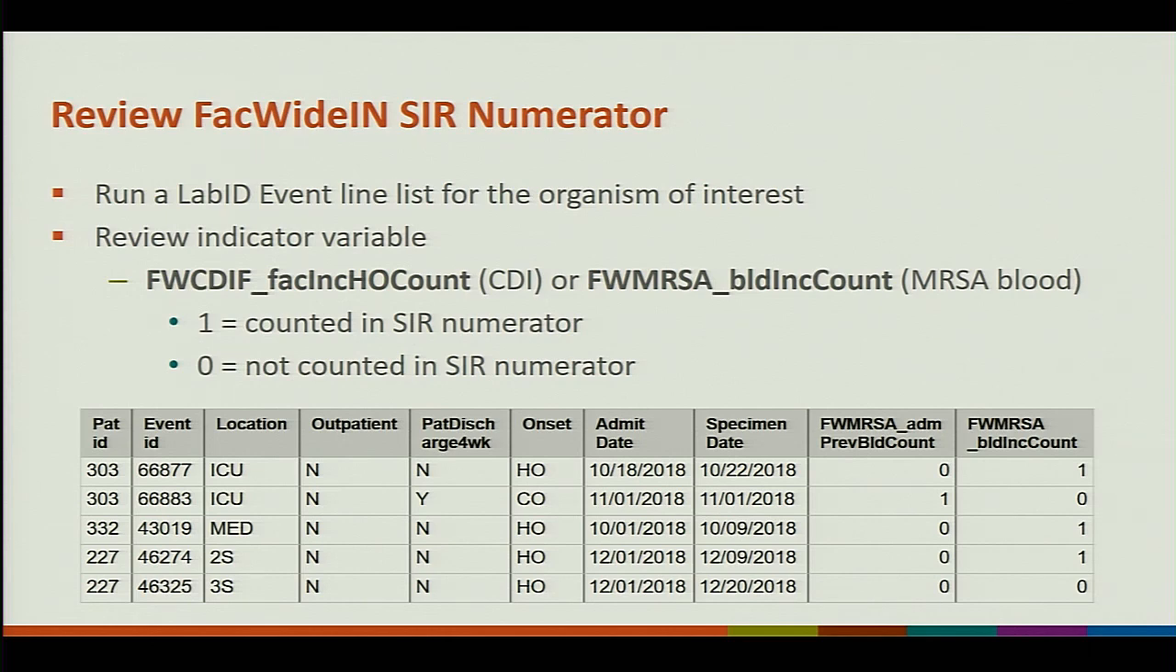So to review which events are included in your FACWIDE-IN numerator, you can run a LabID event line list for your organism of interest, and you can review the specific indicator variable. And so there is one for both CDI and MRSA, and those variables are in bold. So when you see a value of 1, it indicates that that event is counted in the SIR numerator, and a value of 0 indicates that it is not counted in the SIR numerator. And so in the blue box, that's the MRSA indicator.